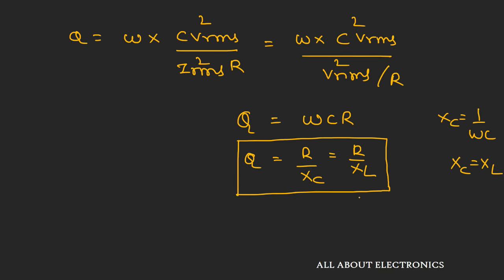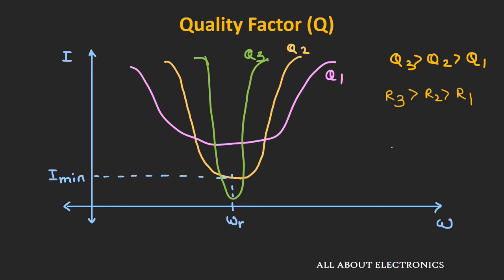Now as you can see here, the quality factor is directly proportional to the value of the resistance. So as the value of the resistance in the circuit increases, the quality factor will also increase, and hence the sharpness of the curve will also increase. And the curve is getting narrower and narrower. To define how much it is getting narrower, we use the second parameter, that is the bandwidth.